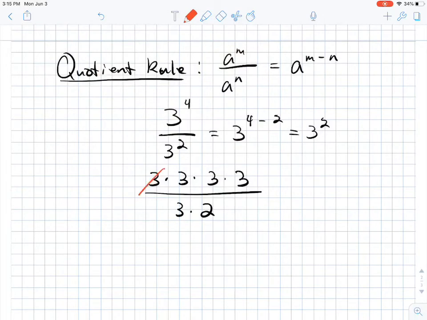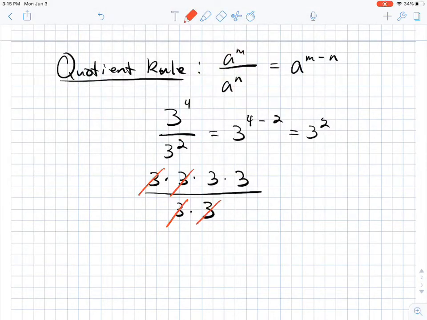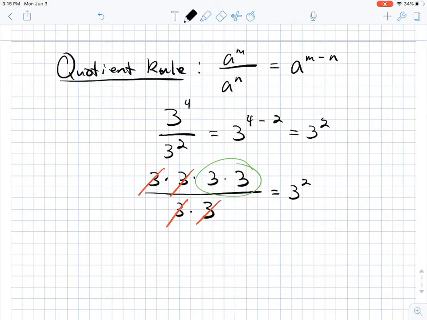Notice how I'm crossing certain numbers out. Sorry about that, I meant to write 3. So 4 of the 3's cancel out. How many 3's are left? I simply have these 2 3's right here. So we just take that as 3 times 3, or 3 squared, which we know is 9. So again, that's another way to see how the quotient rule works.